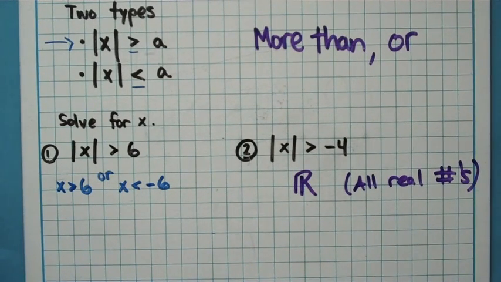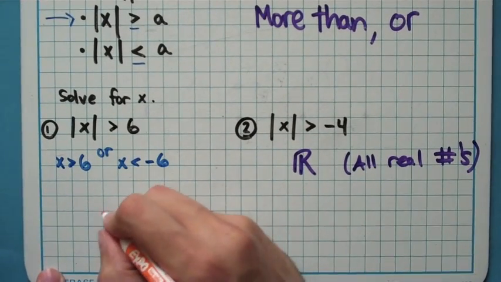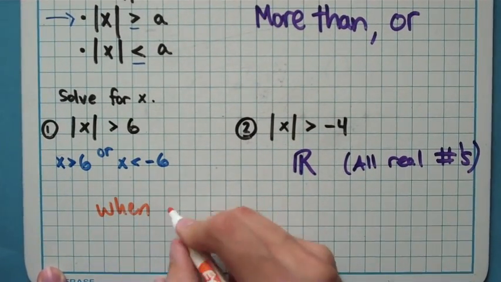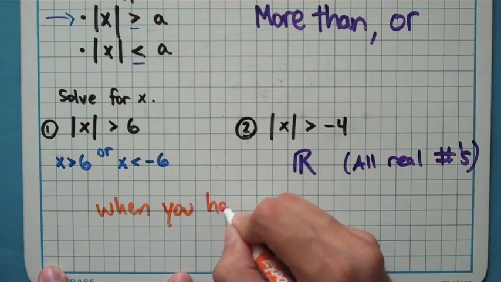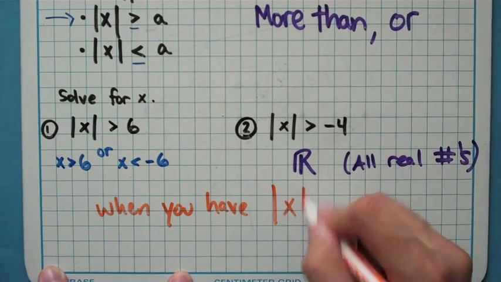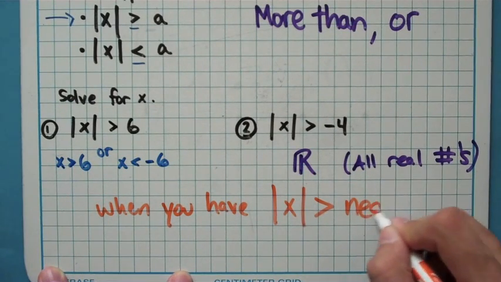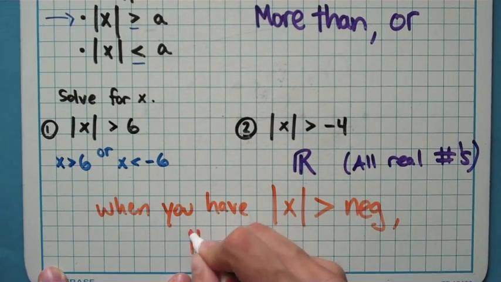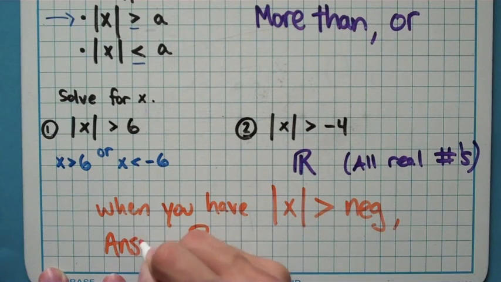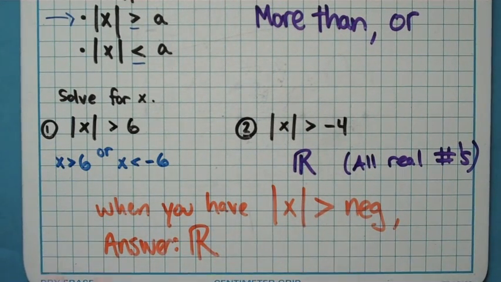So I'm going to write that down as a note for you guys at the bottom here to take away. When you have absolute value of x is greater than a negative, its answer is all real numbers. Anytime you're doing an absolute value problem and you see it equals or it's greater or it's less than a negative, you need to pause, and the regular rules aren't going to work. You have to figure out what's going on. In this particular situation, when you have it's greater than a negative, it's all real numbers.